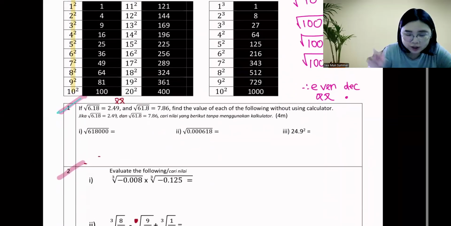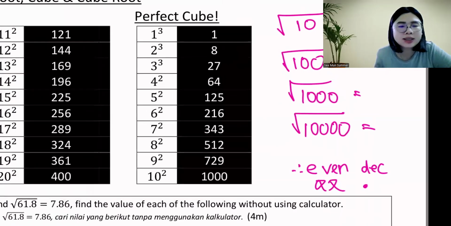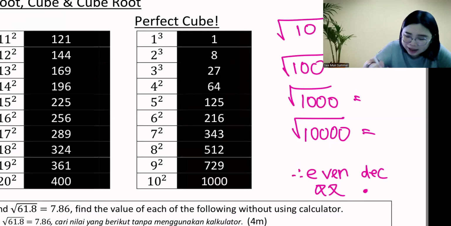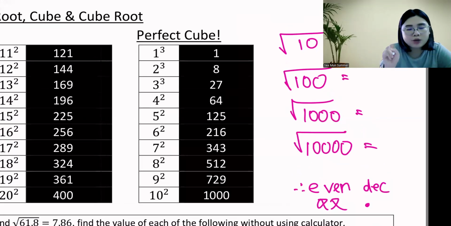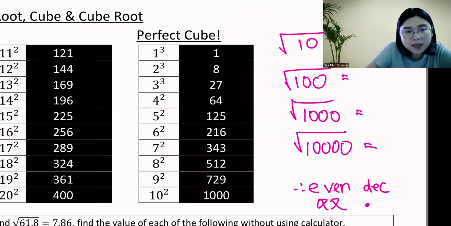So let's try the first question. In the first question, there is a tricky part. I want to remind you what you need to understand. When you move the decimal place of a root number, you need to understand that only an even number of decimals can be moved in the root form. For example, can you find me root 10? What is the answer of root 10? If you press the calculator, it will be a lot of decimals, so you cannot find root 10 neatly.